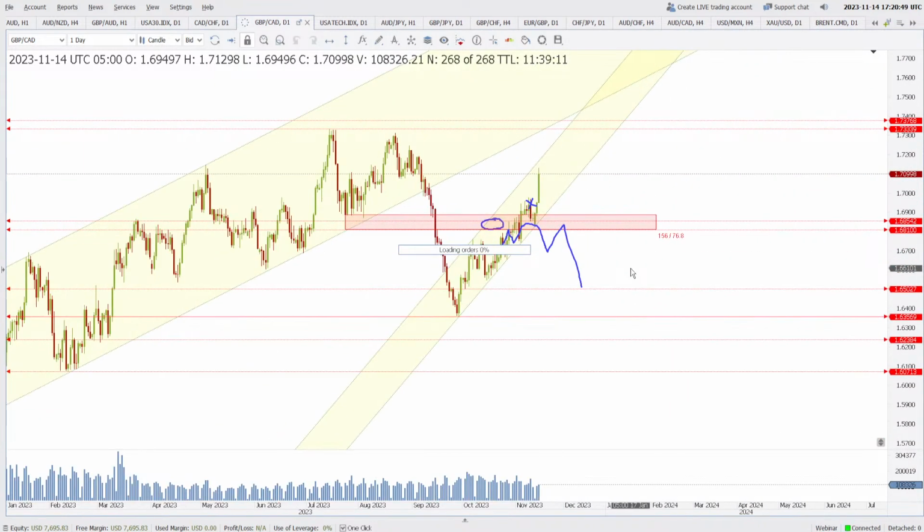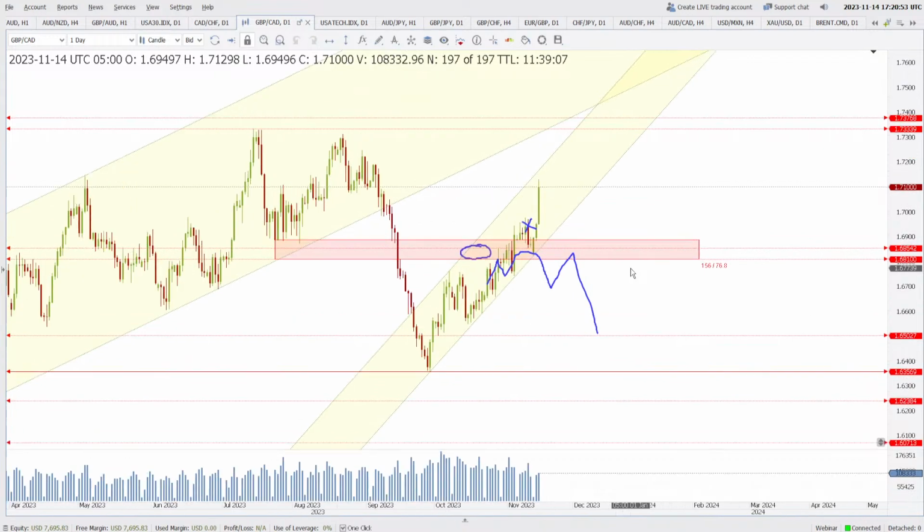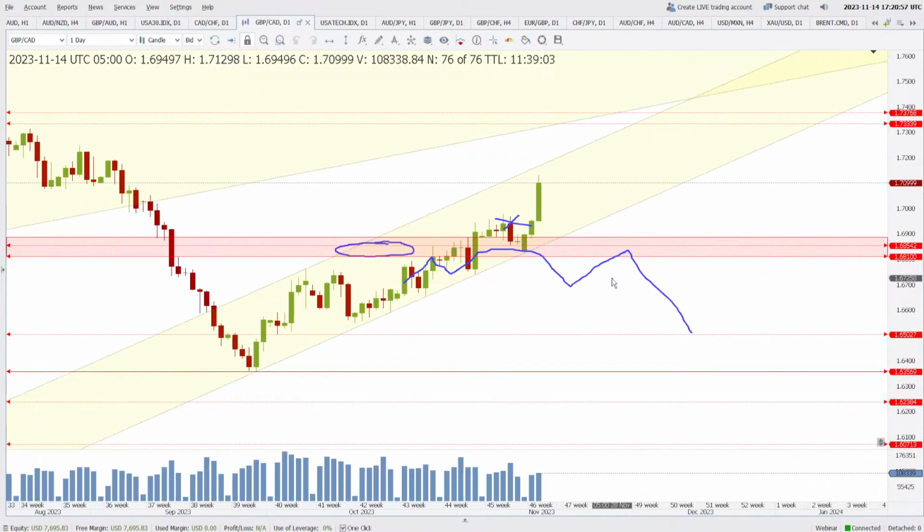Great Britain pound against the Canadian dollar is rising very nicely. I think I have warned my viewers about it, that this is a bearish candle, but keep an eye on this one. Once you give a close higher, it tends to go higher, right?